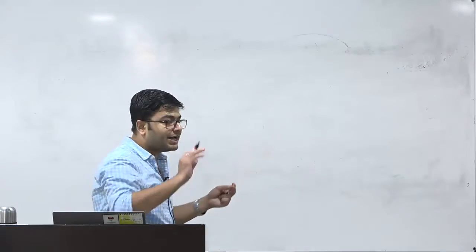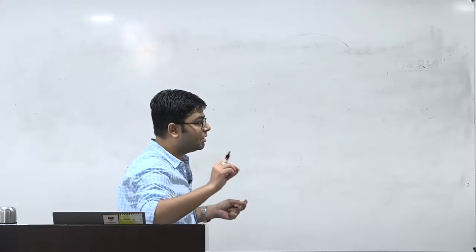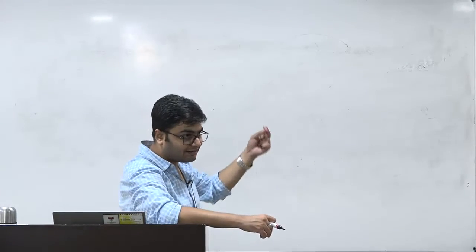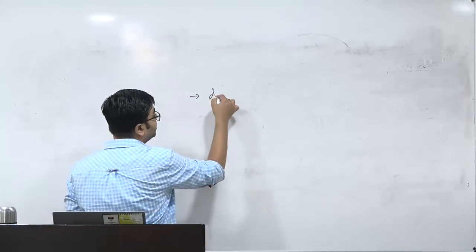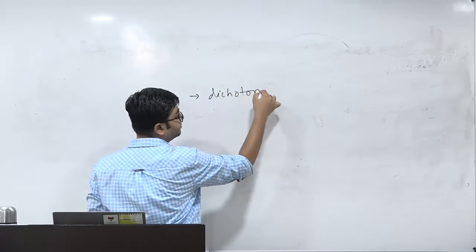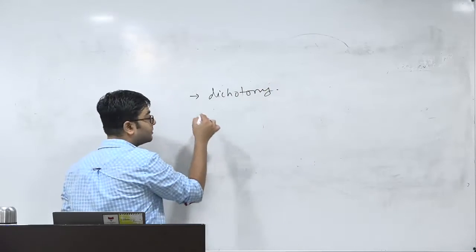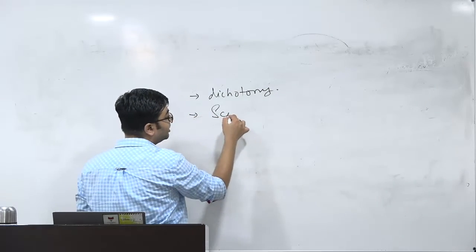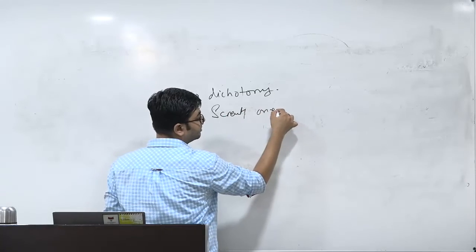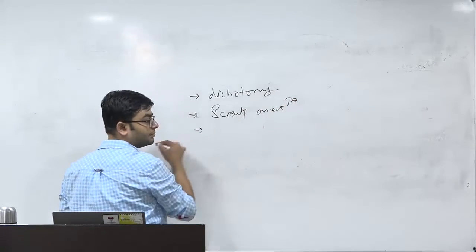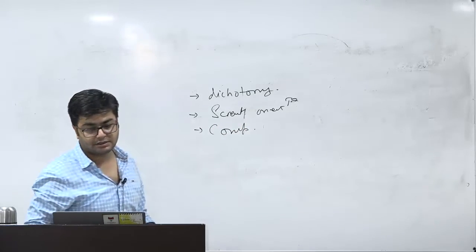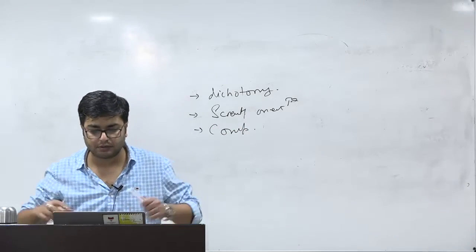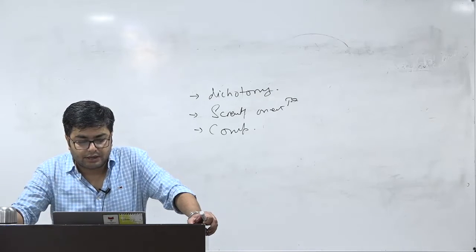So that is why you see the psyche of the man and the thought behind the principles. That is why he talks about dichotomy. What other things does he talk about? Scientific orientation, comparative studies.